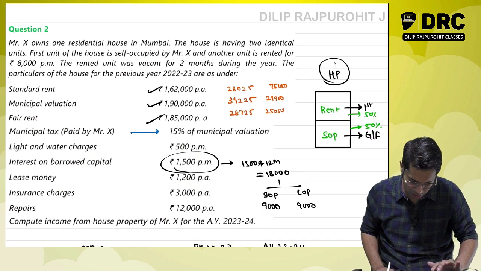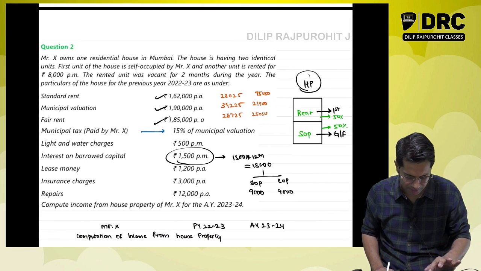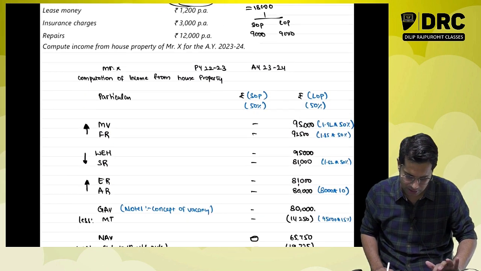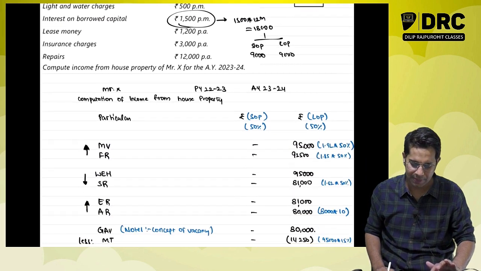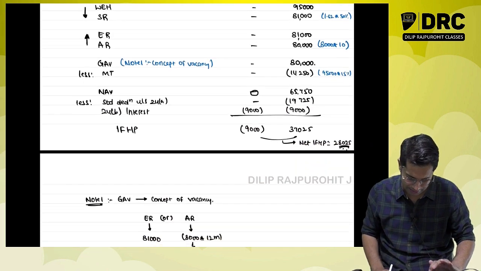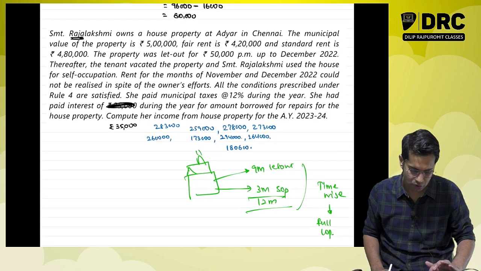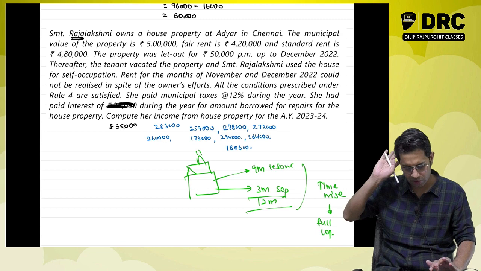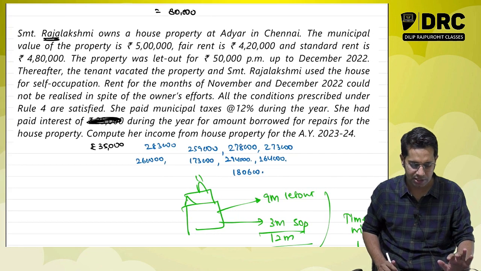Now there is one more question. This is also a similar question, so let me not discuss this. In this case, what has happened, sir? It is 50% self-occupied, 50% let out. I'll take Rajalakshmi's question. In Rajalakshmi's question, what has happened?